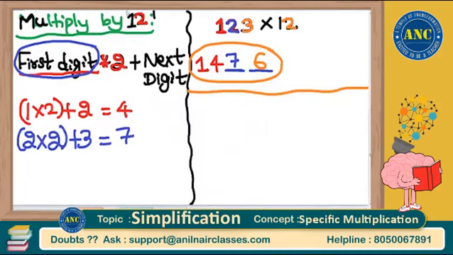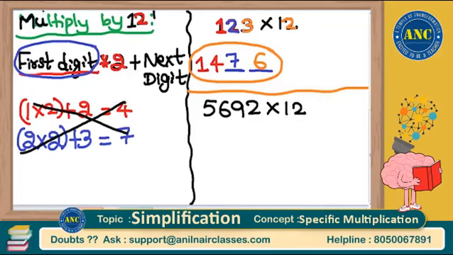One more last example for multiply by 12. Suppose 5692 multiply by 12. Same logic. This time I will not write all these things, sir. First digit, write down as it is as 5. Second digit, first digit 5 into 2, double it. 5 into 2 is 10. 10 plus 6 is 16. Write down 6, carry 1.